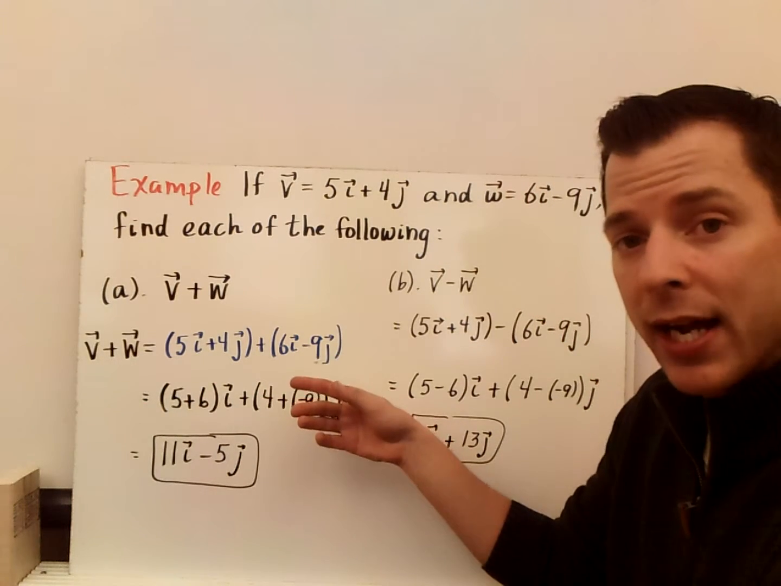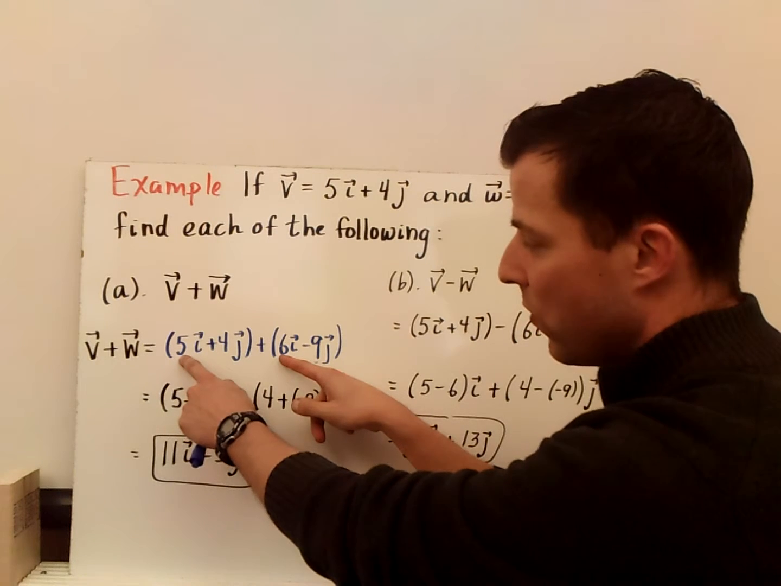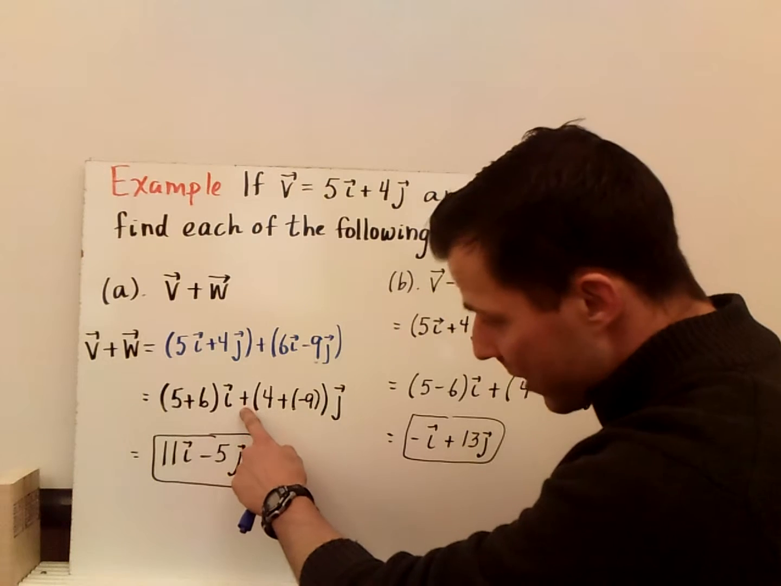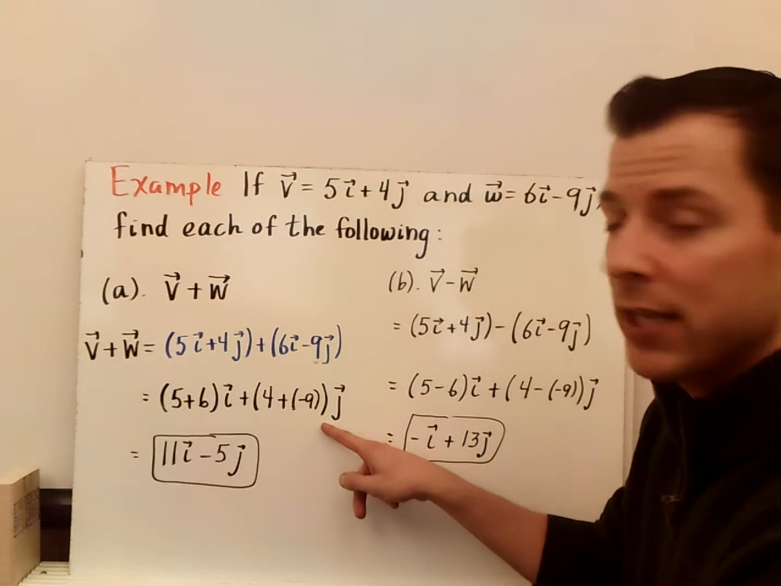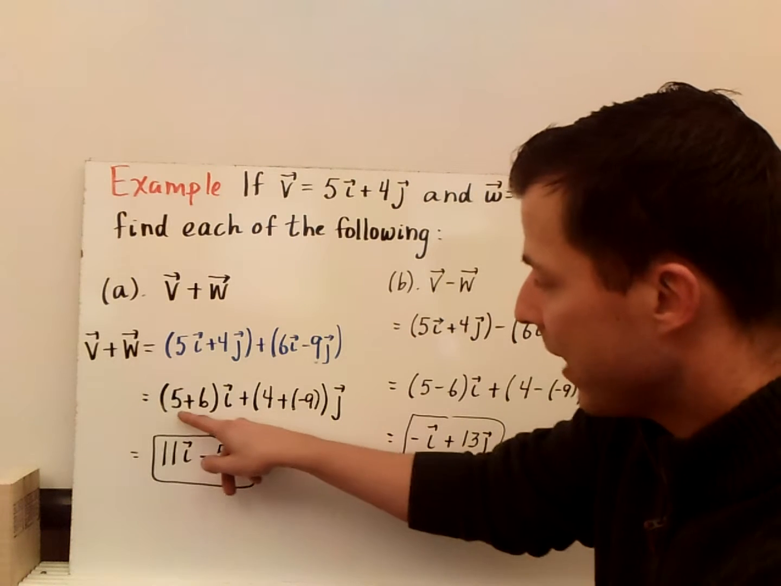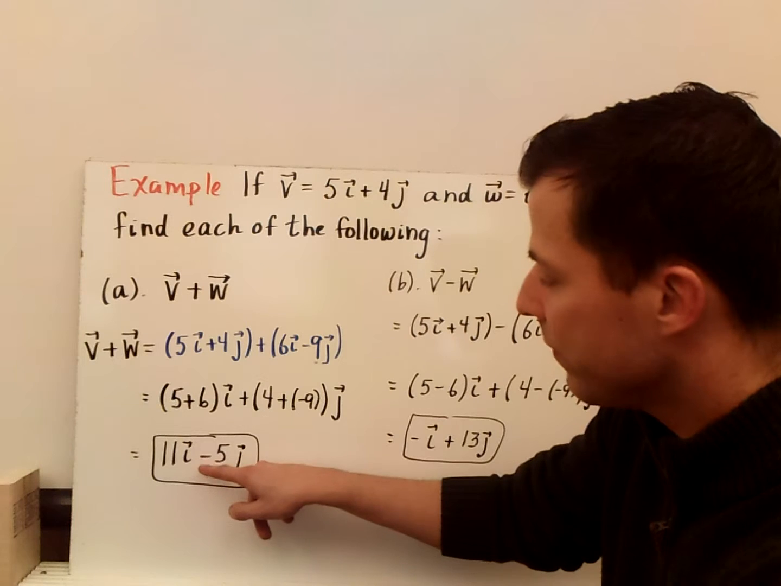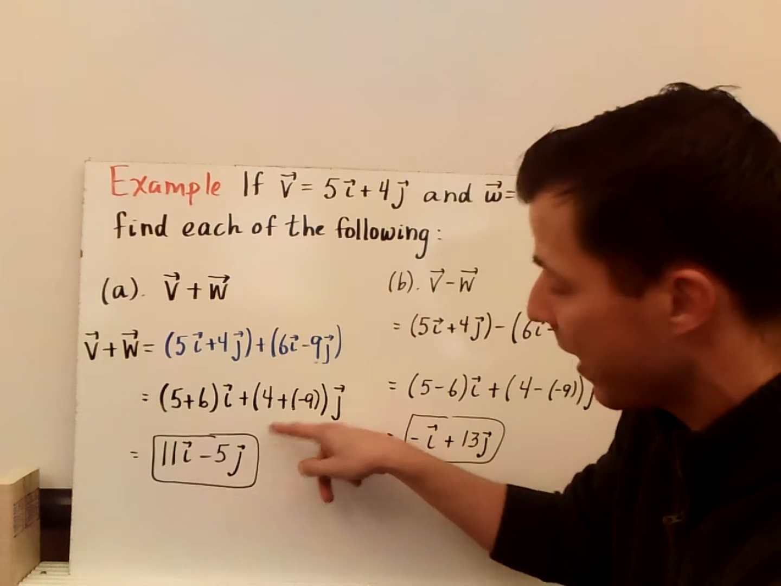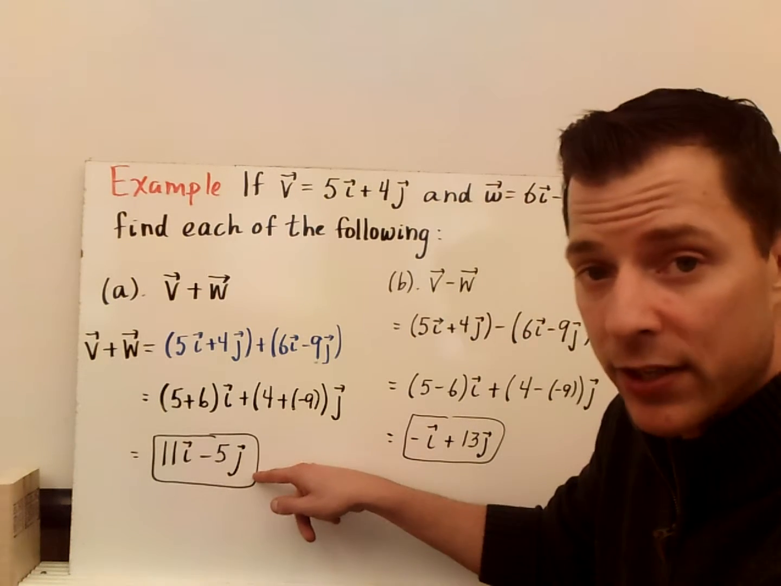And now I'll combine the like terms, the i terms going together. So here's A1 and A2, so 5 plus 6 times unit vector i plus 4 plus negative 9, that quantity times vector j. 5 plus 6 makes 11 times unit vector i minus, now this goes from plus to minus because you have a negative 5 here, so 5 times unit vector j. So there's the sum of the two vectors.